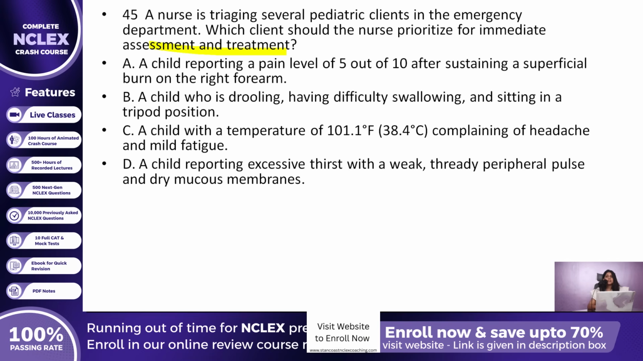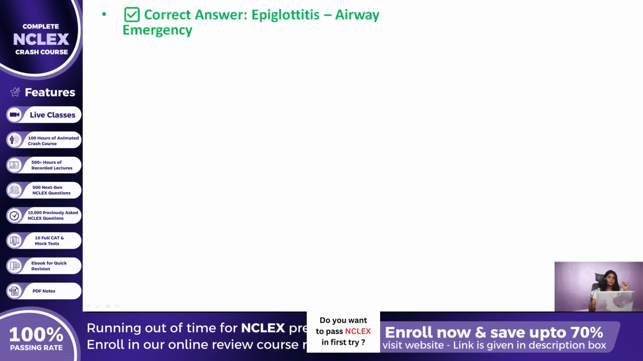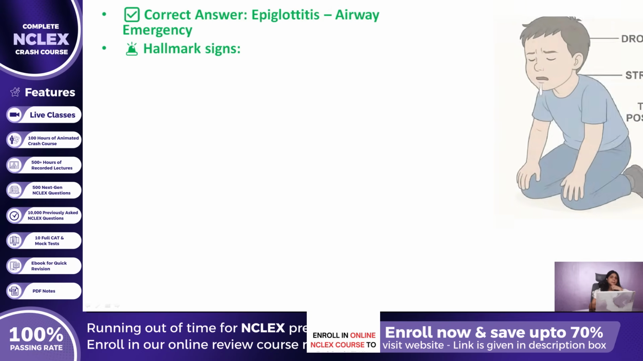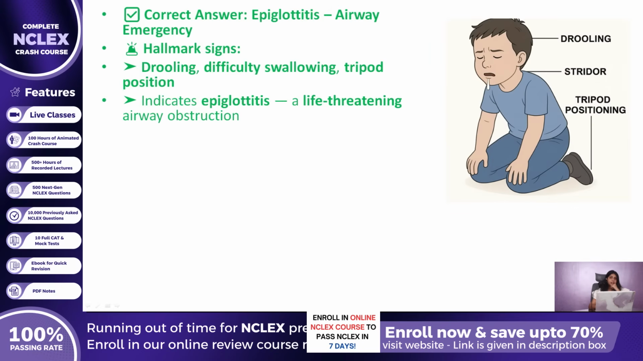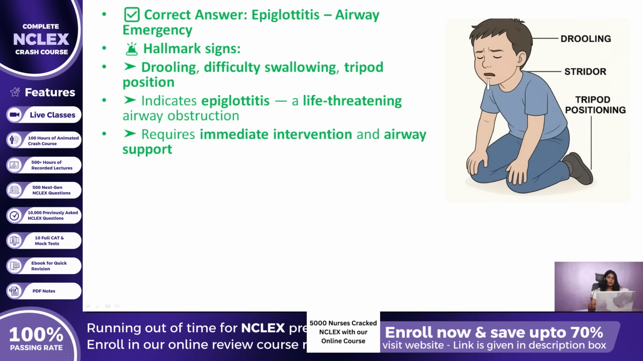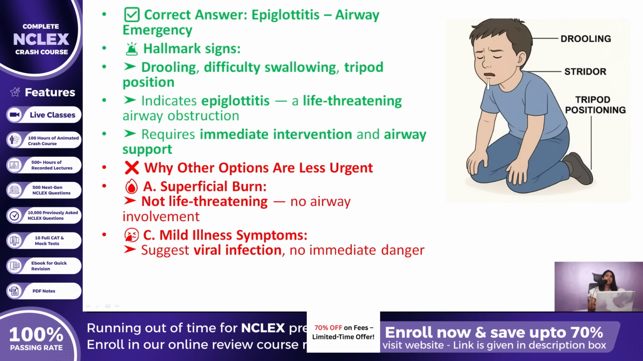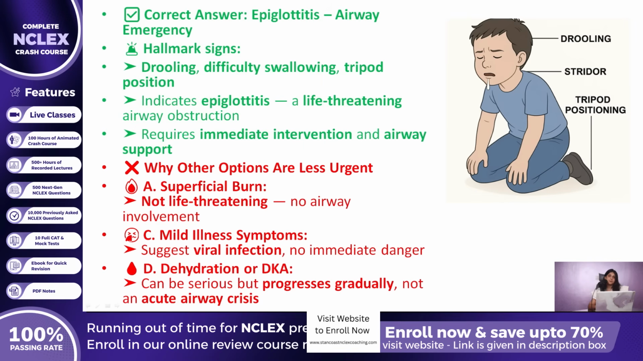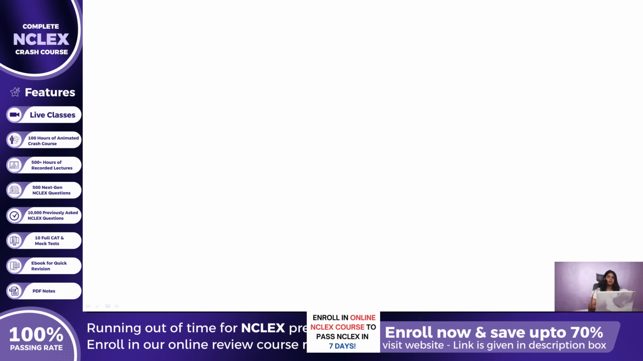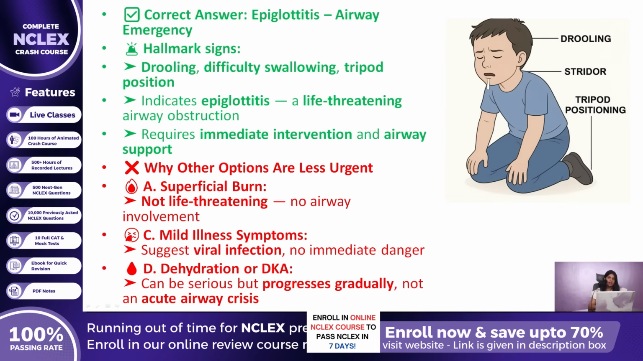The correct answer is option B, as the child's drooling, difficulty swallowing, and tripod position are hallmark signs of epiglottitis, a life-threatening airway emergency requiring immediate intervention. Option A is a superficial burn, not airway-threatening. Option C suggests mild illness, and option D points to possible dehydration or diabetic ketoacidosis, which progresses more slowly. Airway emergencies always take top priority in pediatric triage.